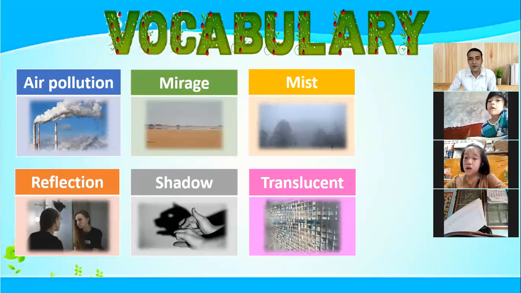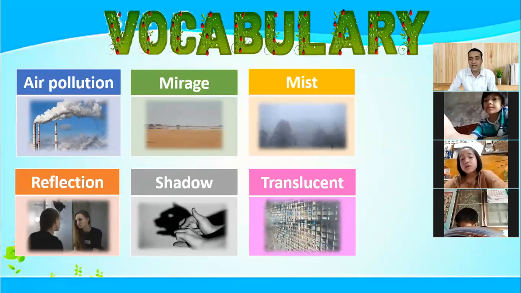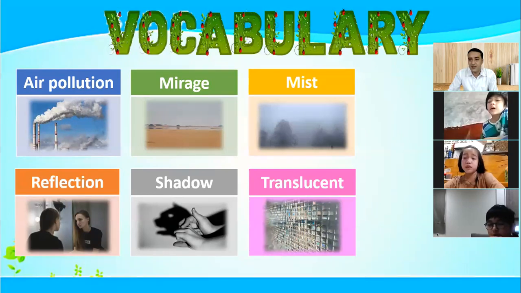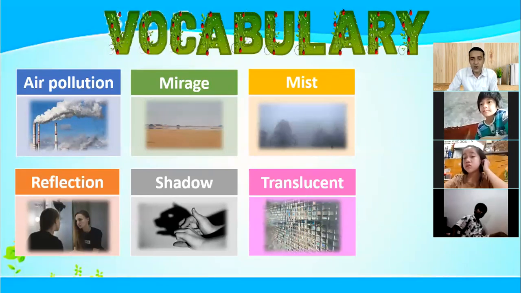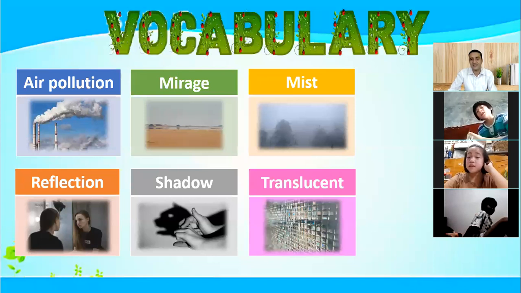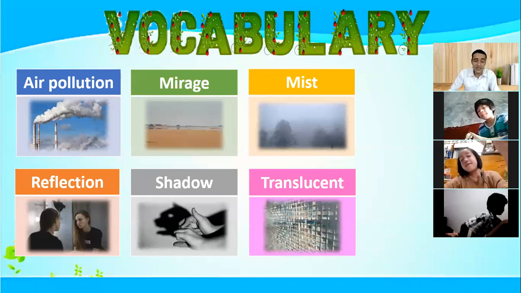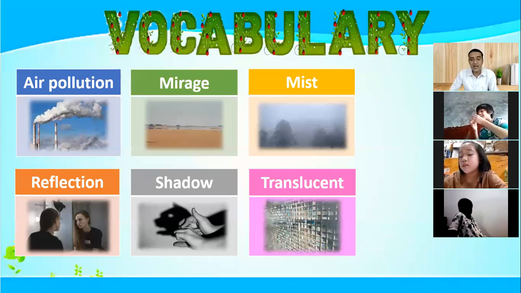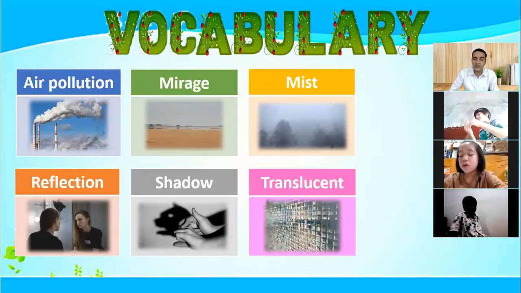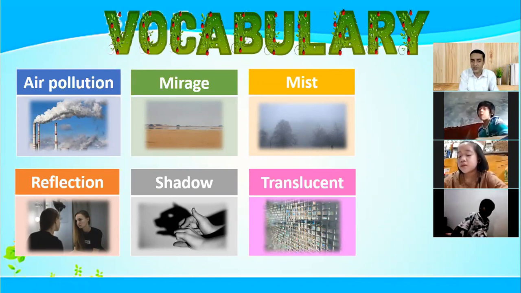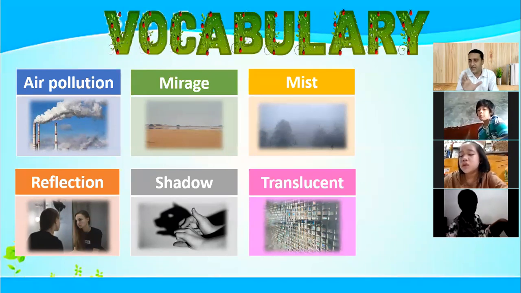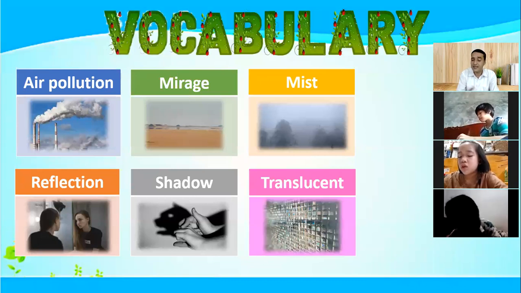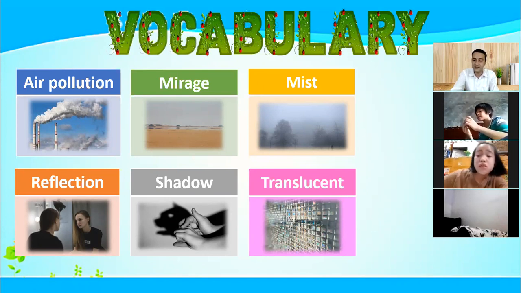Now, our next word is translucent. Translucent describes a substance allowing light but not detailed shape to pass through. That means it's semi-transparent, which allows the light to pass through but not the shape. So this is called translucent.